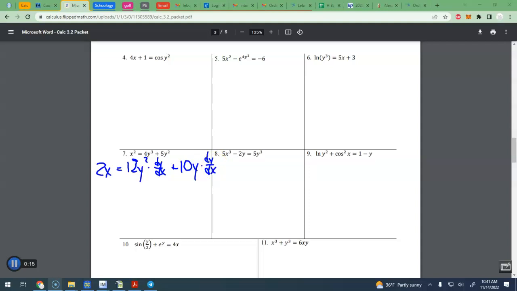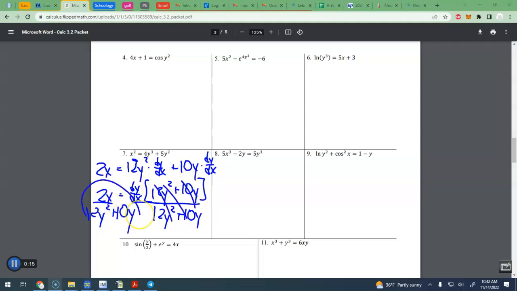And then I'm going to factor out dy dx over here, which will leave me with 12y squared plus 10y. With me, Connor? Yep. And then divide everything by that chunk here. And those will all cancel, and this is your answer. They might have taken a 2 out of everything, so it might be like x over 6y squared plus 5y. But that's the same. Is that right? Yeah, thank you.